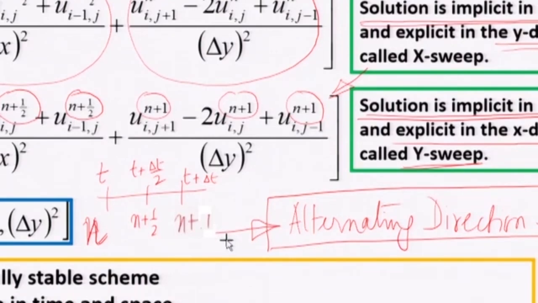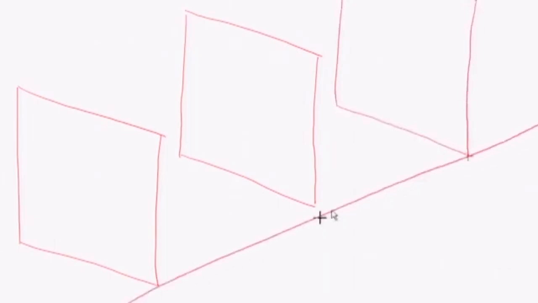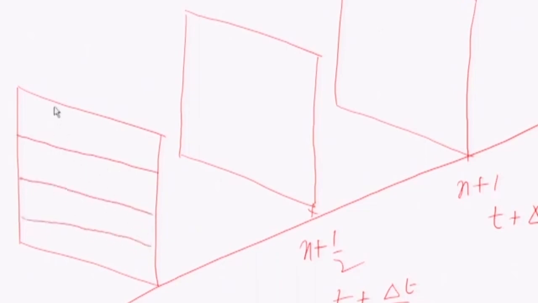So, if we were to sketch the things, then it would show up in a form like this, that we have the spatial grid available at different temporal levels. So, say let us say this is n, this is n plus half, this is n plus 1, which means this is corresponding to t, this to t plus delta t by 2, this is t plus delta t. And then what we have inside the domain is a set of grid lines disposed along x and y direction. Let us call this x, this as y.